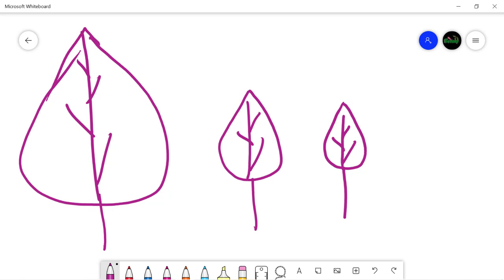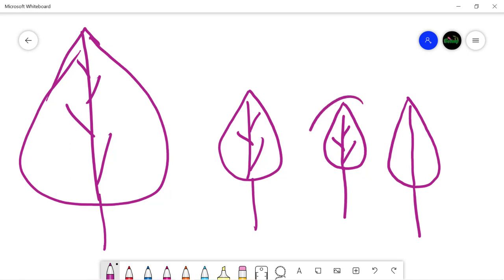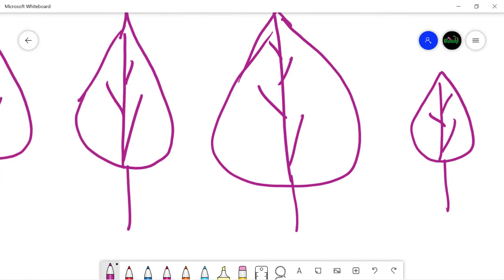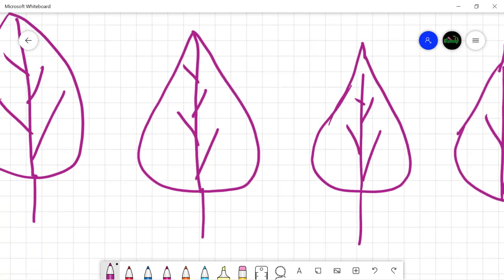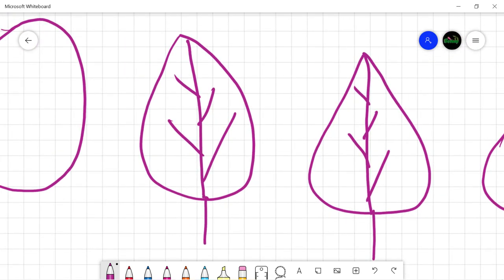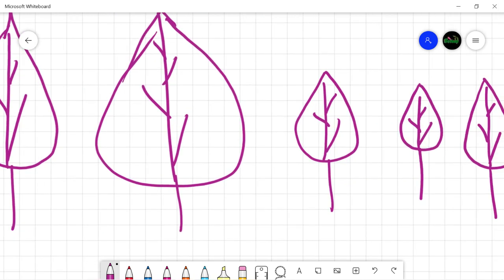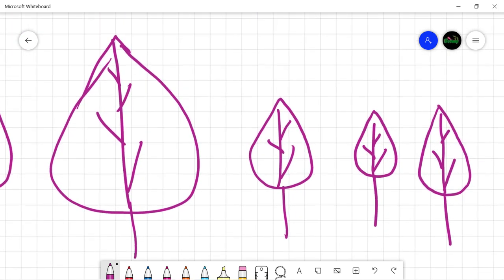It can even be a little longer. So let's draw another one. Again, it's an ovate leaf, but a little longer as compared to this one. So these are various variations found in the basic oval shaped leaf or ovate leaf. As you can see, we have various different kinds, and still they are all known as ovate.